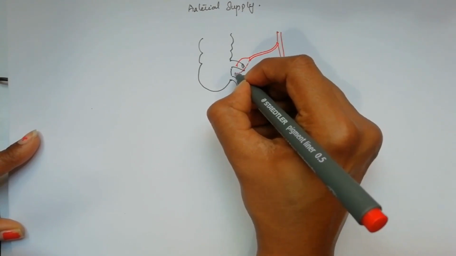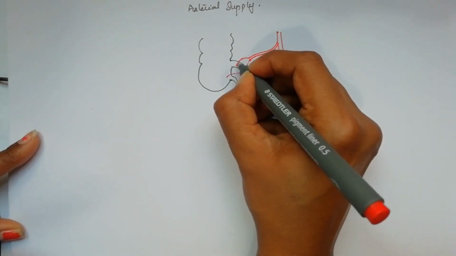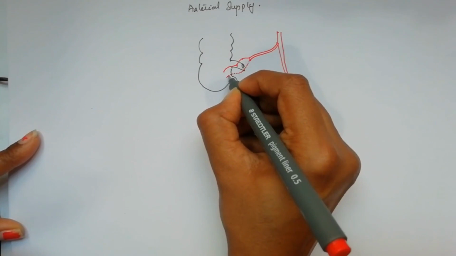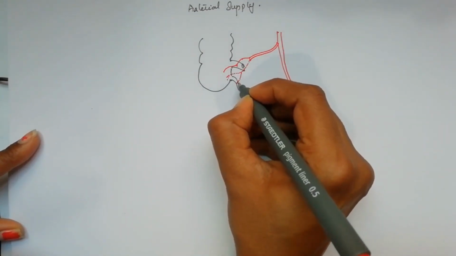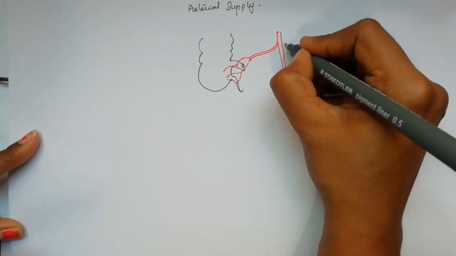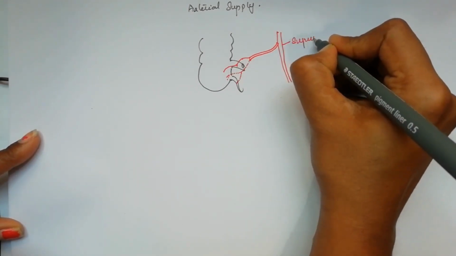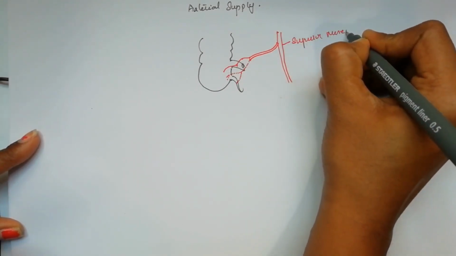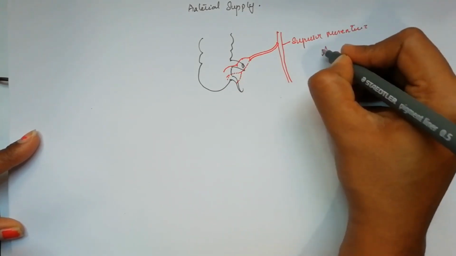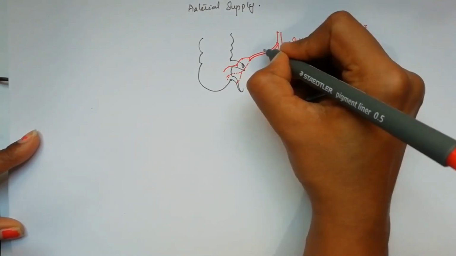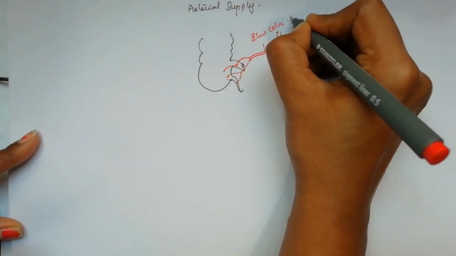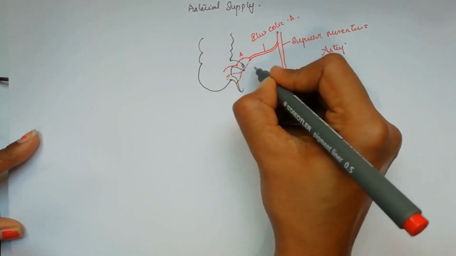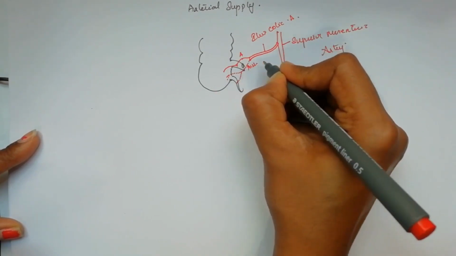This posterior branch comes over to the cecum and supplies the posterior surface of the cecum. Along with that, it is going to supply the appendix also. So this is the superior mesenteric artery, which gives a branch called the ileocolic artery, which is again divided into anterior and posterior branches.